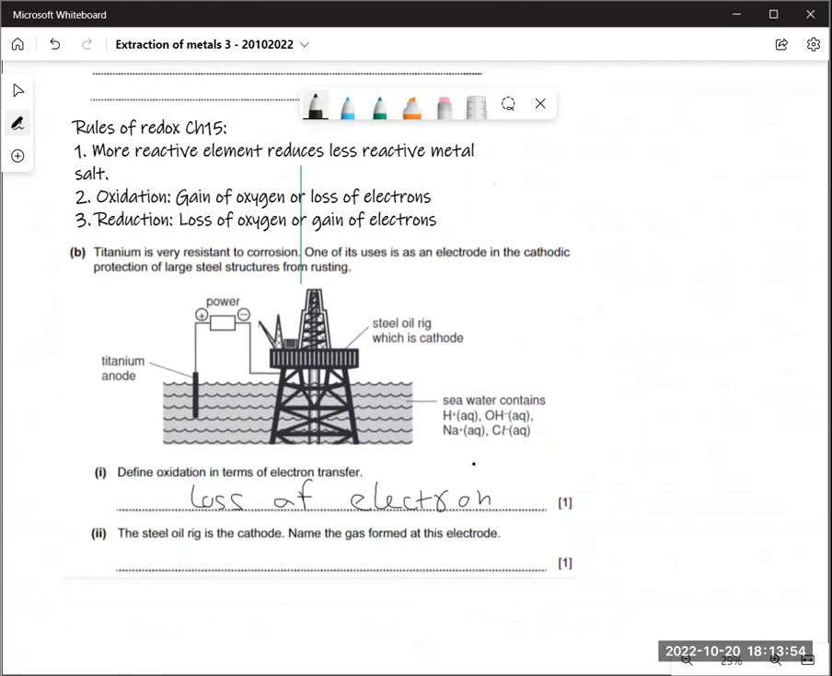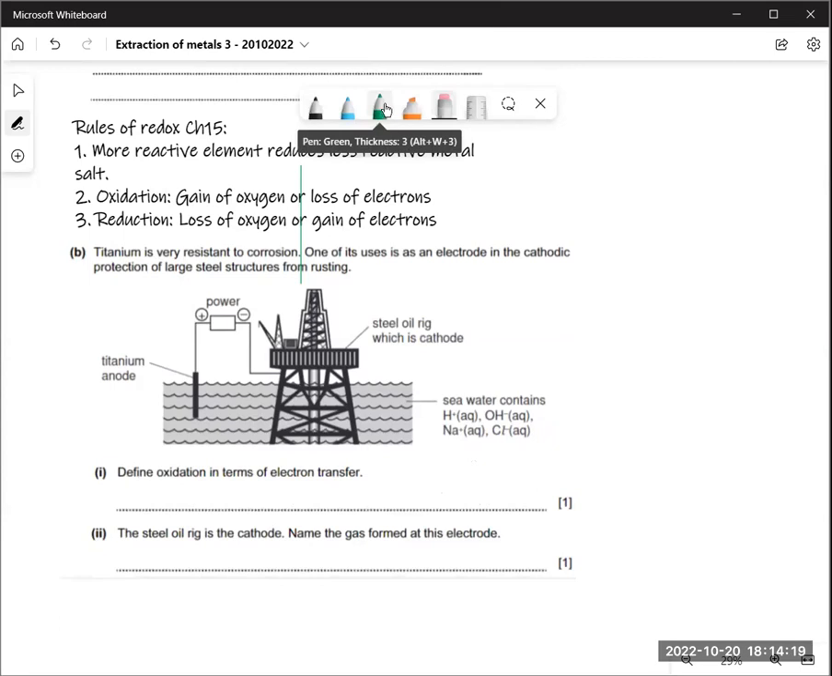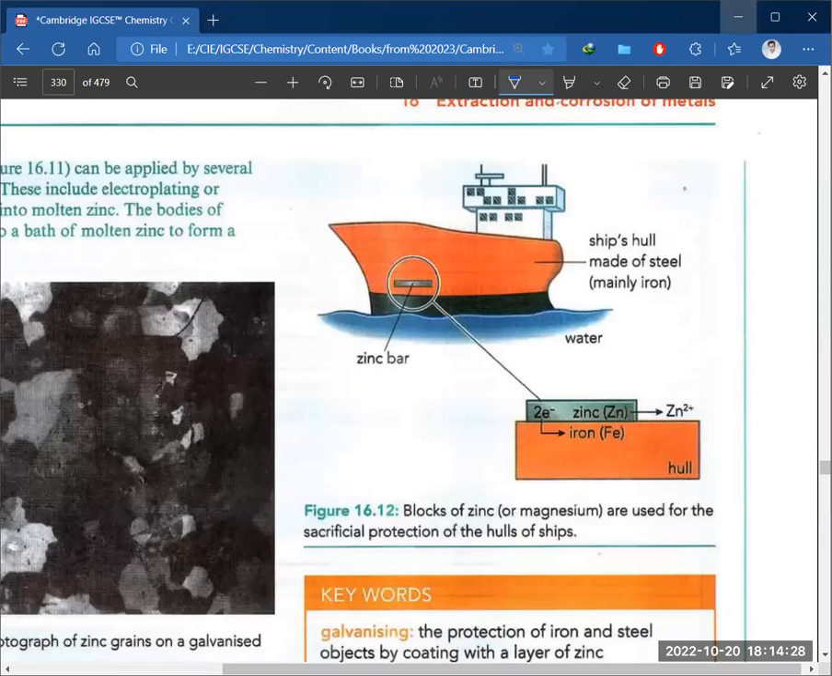Safa, what is reduction in terms of oxygen? Gain of electrons. Yeah, but what is reduction in terms of oxygen? Loss of oxygen. Okay. One last question for Safa. Safa, what is oxidation in terms of electrons? Loss of electrons. So you're saying all the correct answers. Very good.